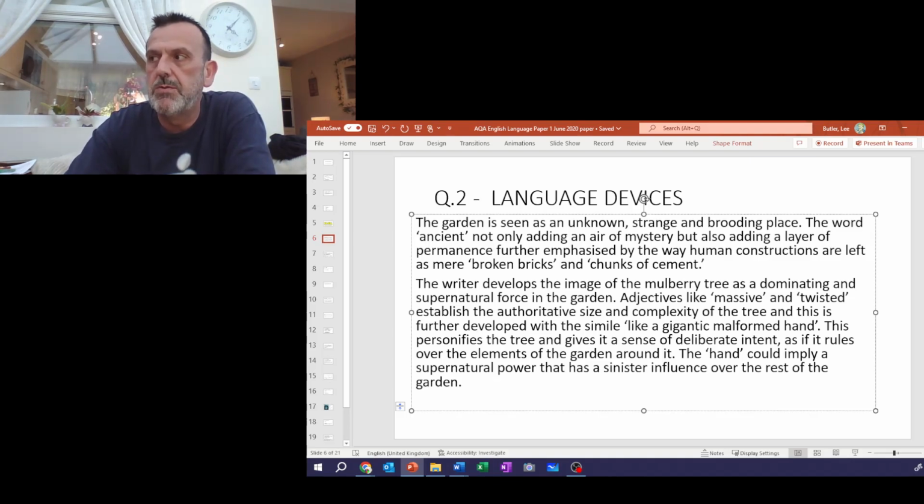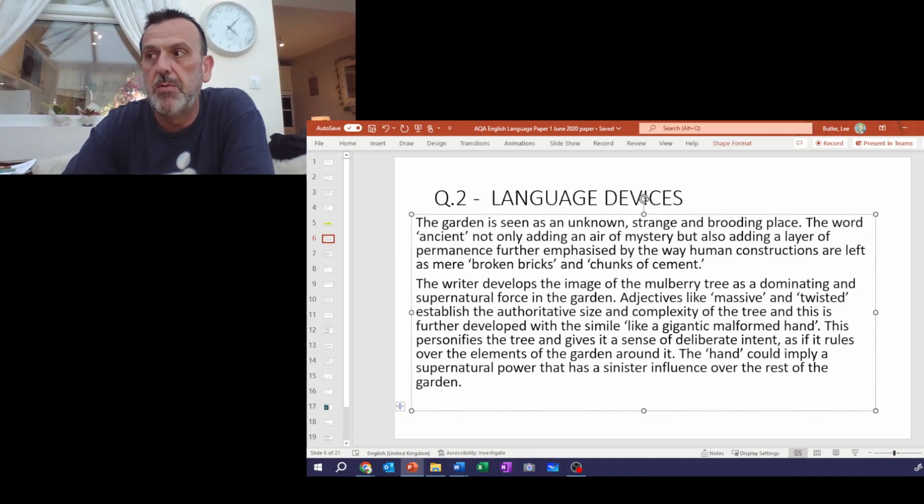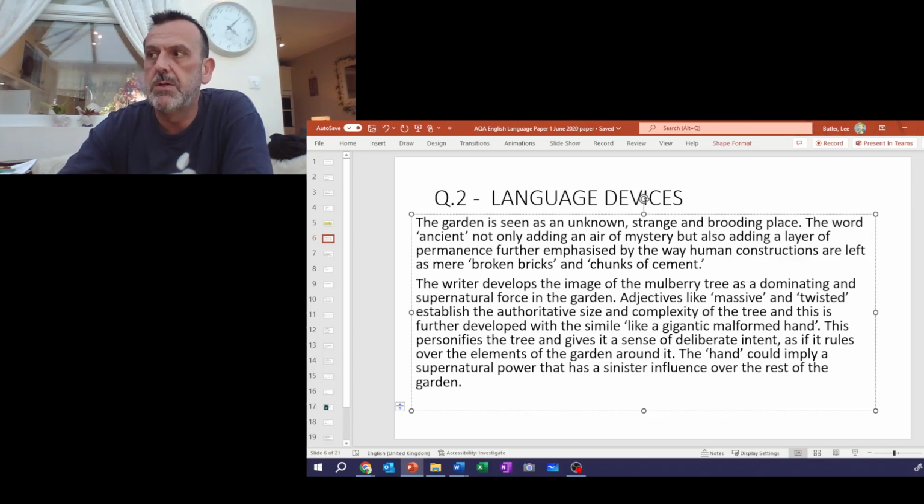The garden is seen as an unknown, stranger and brooding place. The word ancient not only adding an air of mystery, but also adding a layer of permanence, further emphasised by the way human constructions are left as mere broken bricks and chunks of cement. Now, I haven't really gone into explaining the alliteration there. You could probably do that next. But all that does is establish, with these 3 words, that you see the whole picture. I've used an integrated quote to show off that I can use quotes. And I've also tried to explain it in more than one way.